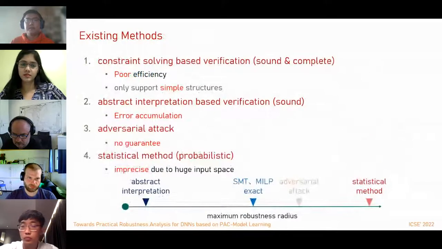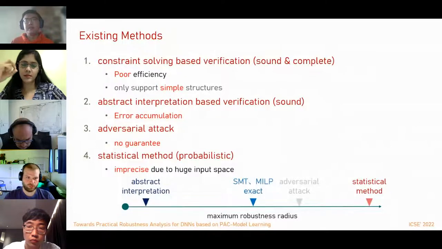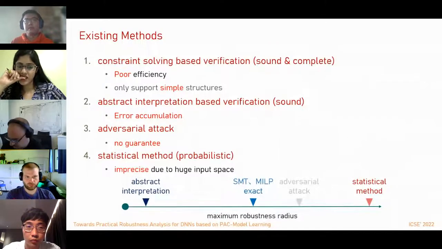Here, we review some existing methods to estimate the maximum robustness radius. Traditional verification-based methods can hardly handle the large DNNs in production. Adversarial attacks have no guarantee on their estimation, while the statistical method is often imprecise due to a huge input space.